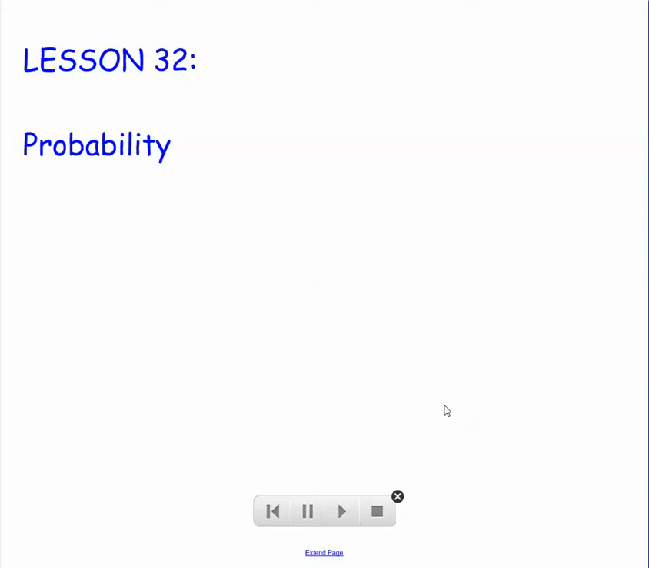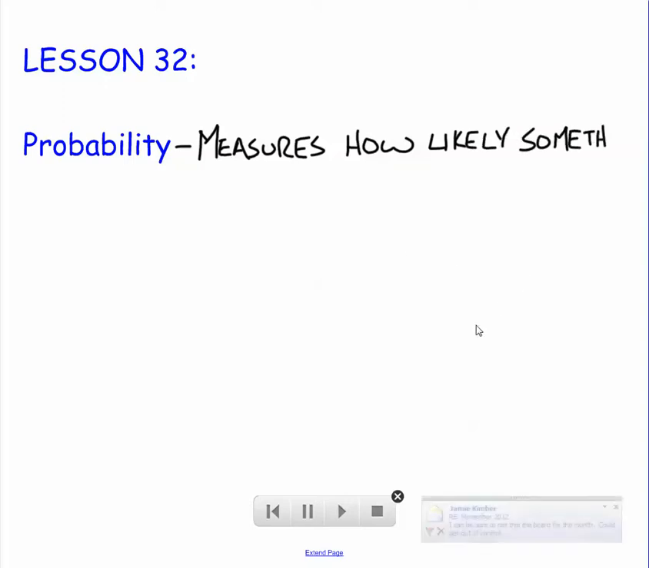Going to get started on some probability today. Probability is the likeliness that an event will occur. So probability measures how likely something is to happen.